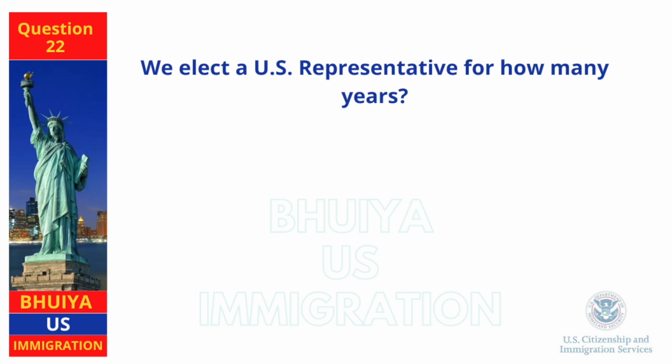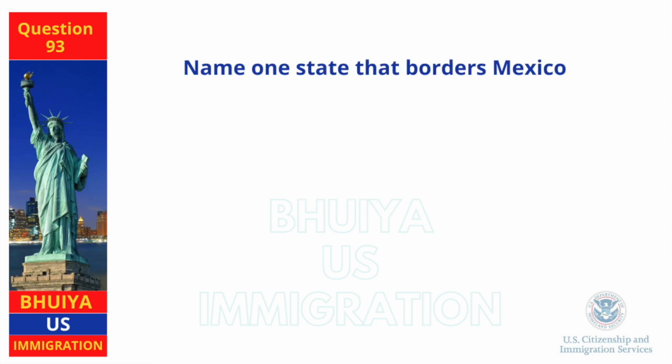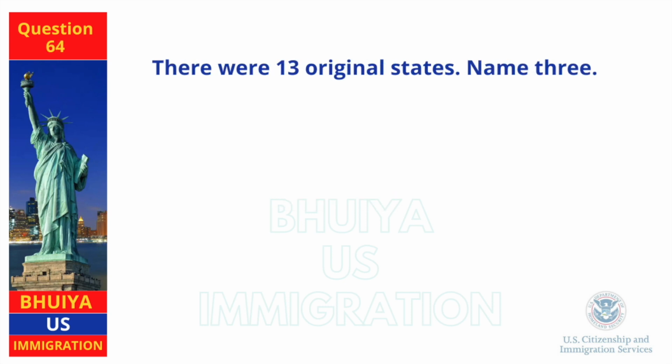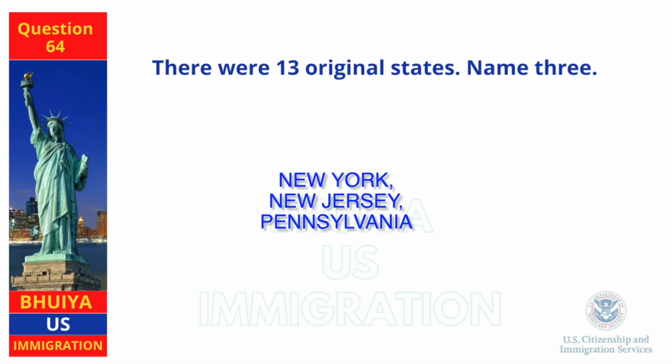We elect a US representative for how many years? 2. Name one state that borders Mexico. California. There were 13 original states. Name 3. New York, New Jersey, Pennsylvania.